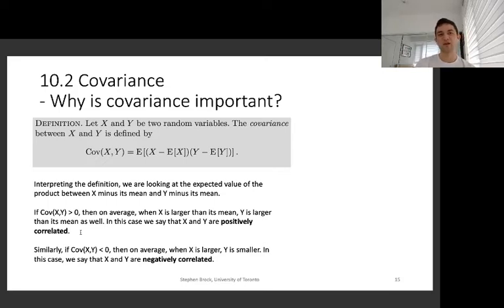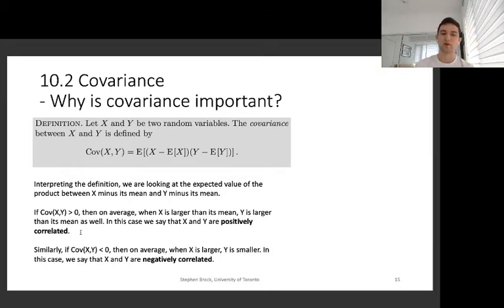So for example, there are a lot of studies out there that talk about the correlation between smoking and lung cancer, right? And the correlation is very positive. What that means is that the more you smoke, the higher the probability of getting cancer. Because as smoking goes up, the chance of getting cancer goes up, right?